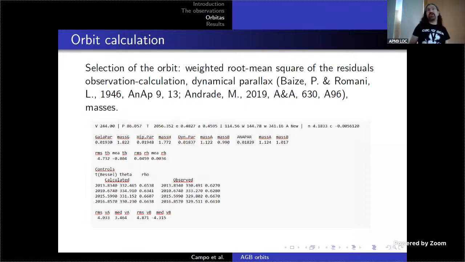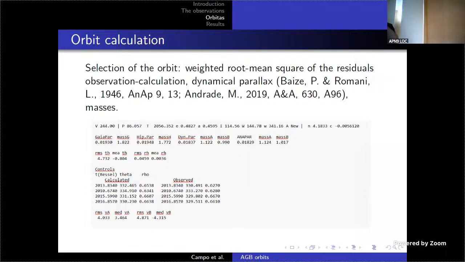So we have to use different parameters that the method gives us. For example, if you have the Gaia parallax or the Hipparcos parallax or any parallax, we can calculate the sum of the masses, the systemic mass of the system, and see if we have a physically consistent result.